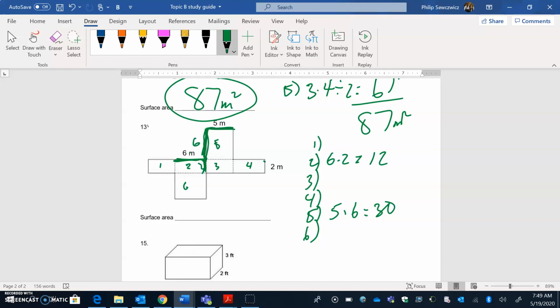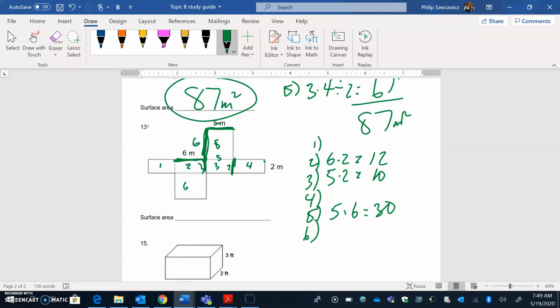Let's see what else we got. Oh, hey, this guy's a 5. The opposite side makes this guy a 5. Again, opposite side makes this guy a 2 here. So we're 5 wide and we are 2 tall. So for rectangle 3, 5 times 2 is going to give me 10.